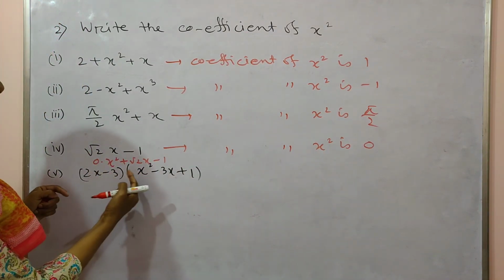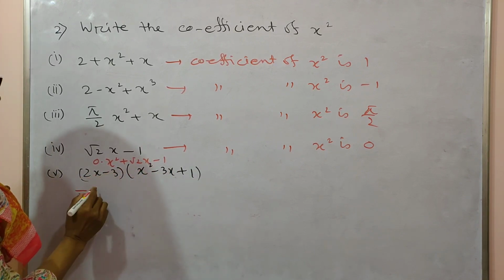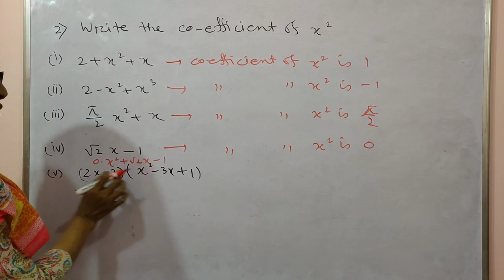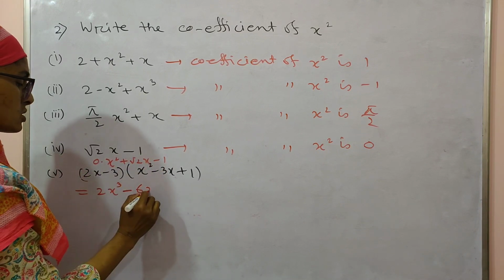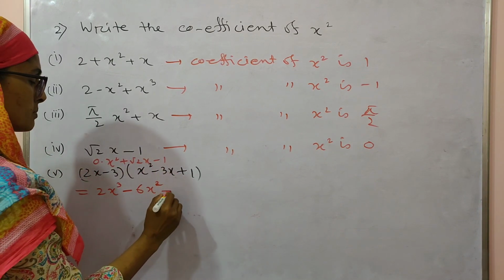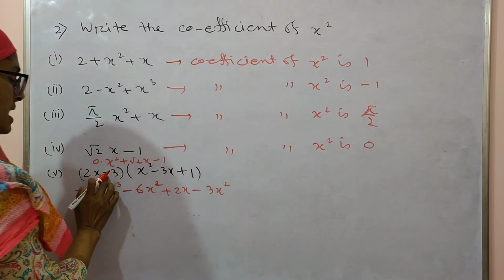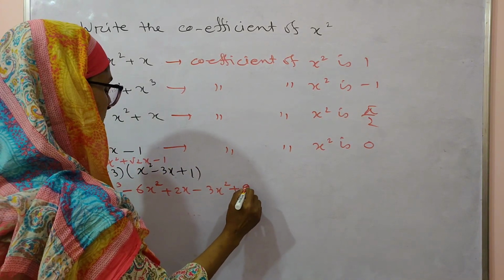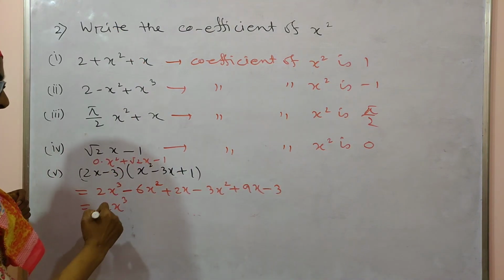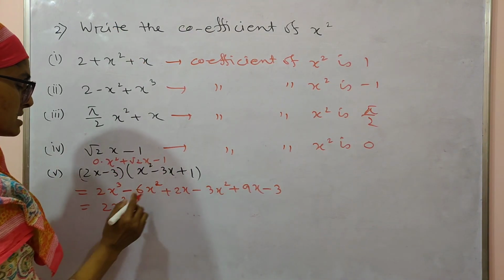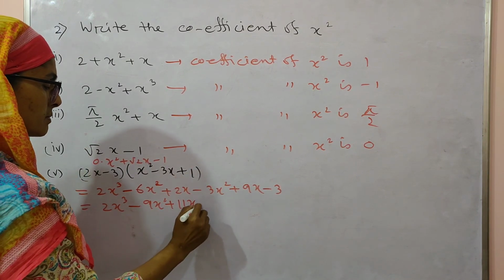Here 2x minus 3 into x square minus 3x plus 1. First we have to multiply this one. 2x into x square, that means 2x cube. 2x into minus 3x, minus 6, 2 3s are 6, x into x square. 2x into 1, plus 2x. Minus 3 into x square, minus 3x square. Minus 3 into minus 3x, plus 9x. Minus 3 into plus 1, minus 3. So simplify this one: 2x cube minus 6x square minus 3x square, minus 9x square, 2x plus 9x, 11x, minus 3.